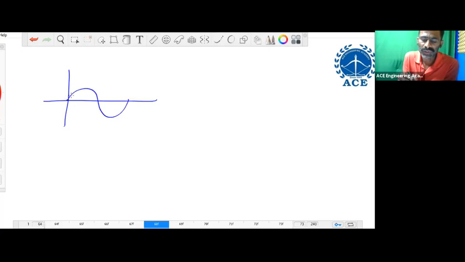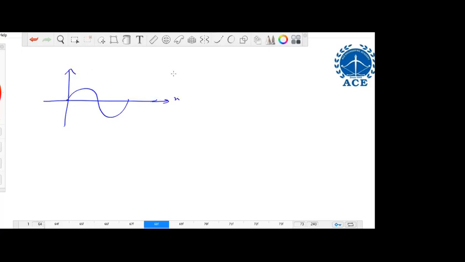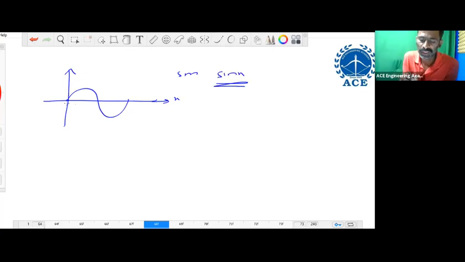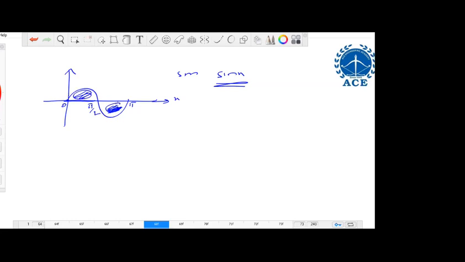Let us suppose this is the sine function. What is the graph of this? It is the graph of the sine function. Sine is an odd function or even function? Sine is odd, sir. Okay. Let us suppose this is pi by 2, this is pi. And it is also symmetric about the x-axis. Whatever area you get here, we get the same area here also. The area of this is the same as the area of this. Correct or not? Yes, sir.